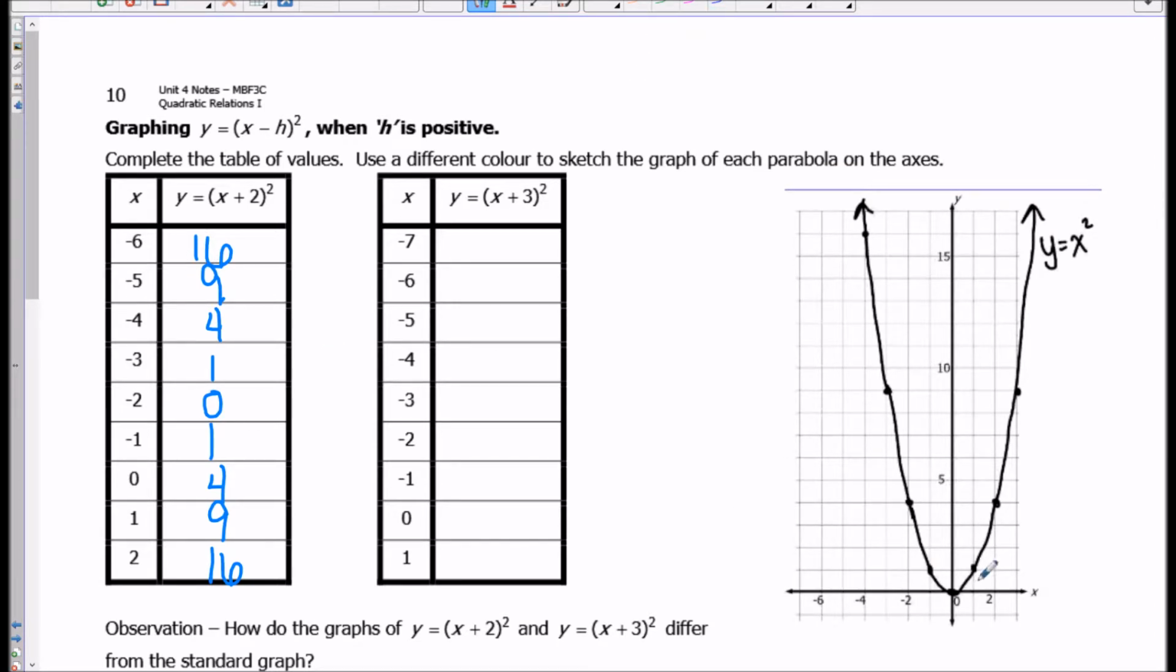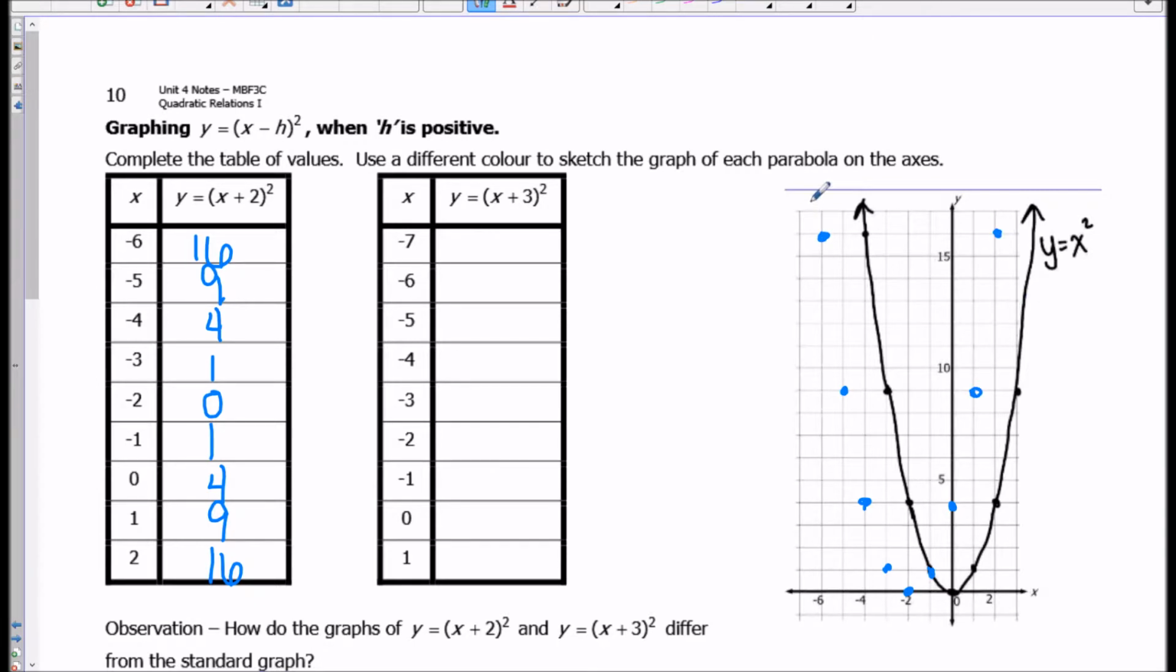Now that we've done that, I would like for you to please graph out each one of these coordinates. Okay, so if my coordinate is -6, 16, I'm going to go to the left 6 and up 16, and I'm going to put a dot there. Okay, -5, 9, I'm going to go to the left 5 and up 9 right here. -4, 4, I'm going to put my coordinate here. -3, 1 to the left 3 and up 1. -2, 0 is going to be right here. -1, 1 is right here. And then we've got 0, 4 and 1, 9. And lastly, we have 2, 16.